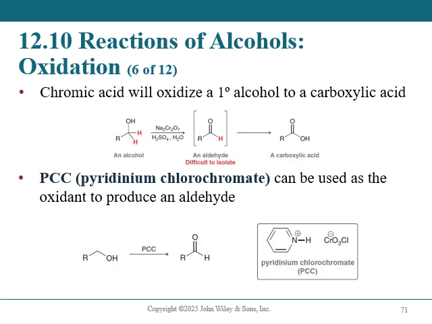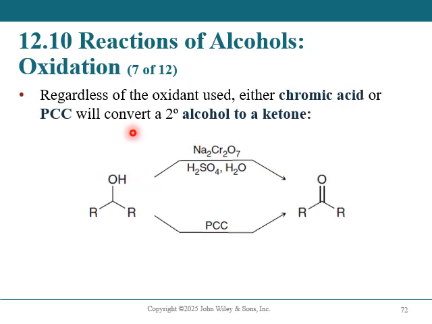Chromic acid will oxidize a primary alcohol to a carboxylic acid, so it goes all the way. PCC, or pyridinium chlorochromate, can be used as the oxidant to produce an aldehyde. So this is what PCC looks like. These are fairly large molecules, which is why we tend to use shorthand notations or abbreviations when writing down the reactions. Regardless of which oxidant you're going to be using, either chromic acid or PCC, if you have a secondary alcohol, you will turn it into the corresponding ketone.